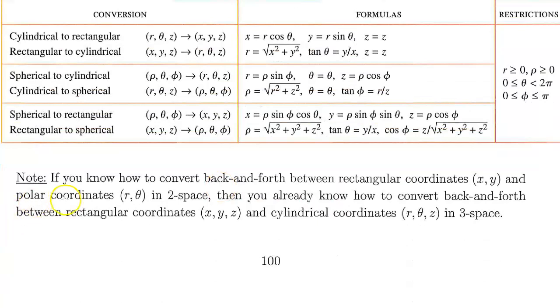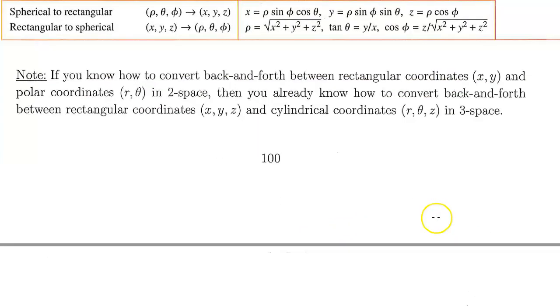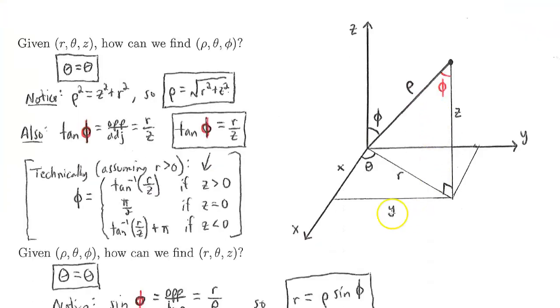Just as a note down here, I already mentioned this: if you know how to convert back and forth between rectangular coordinates x, y and polar coordinates r, theta in 2 space, then you already know how to convert back and forth between rectangular coordinates x, y, z and cylindrical coordinates r, theta, z in 3 space. So let's talk about how we convert from these cylindrical coordinates to spherical coordinates. If we're given the r, theta, and z, how do we come up with the rho, theta, and phi?